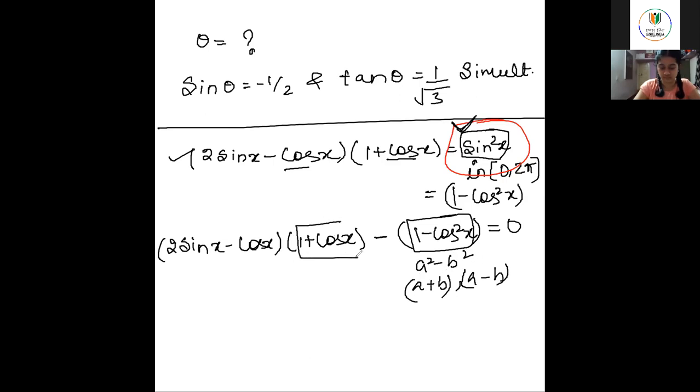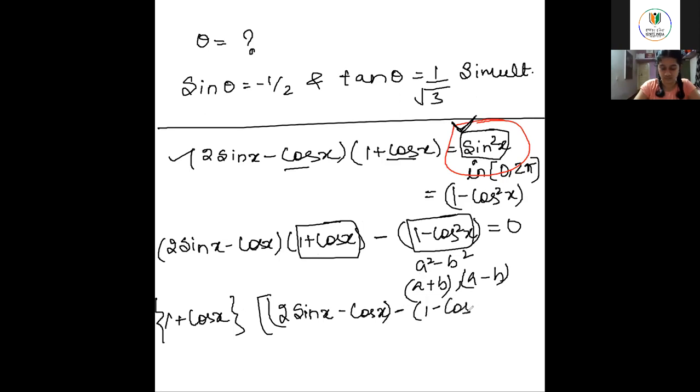So 1 plus cos x is also here in the first part of this LHS, so I can just take 1 plus cos x common. If I do so, then I have 2 sine x minus cos x minus 1 minus cos x. The minus from here becomes plus, and there is a minus cos x, so I can just cancel this out. So I have 2 sine x minus 1 and 1 plus cos x is equal to 0.